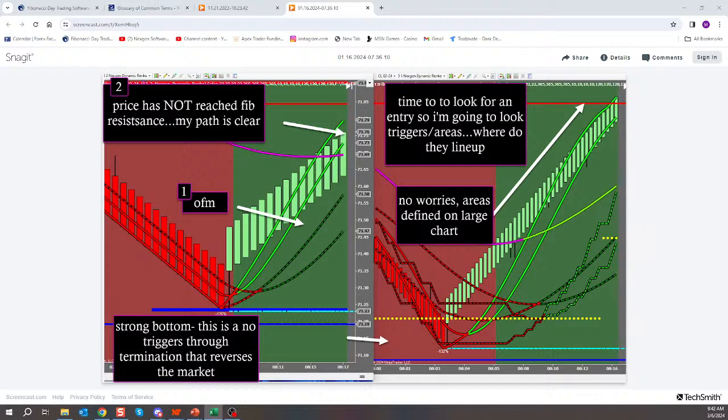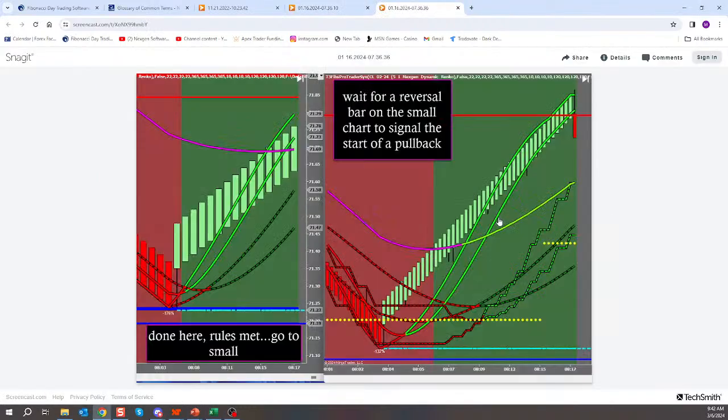The market moves in ups and downs, and we need to wait for the down on the small chart. Remember, the large chart's always going to say up, but your small chart's going to give a reversal bar. This reversal bar signals the beginning of a pullback. It is not a pullback. A pullback is going to be 10 to 20 bars coming down. This is only a reversal bar, and a reversal bar signals the beginning of a pullback.